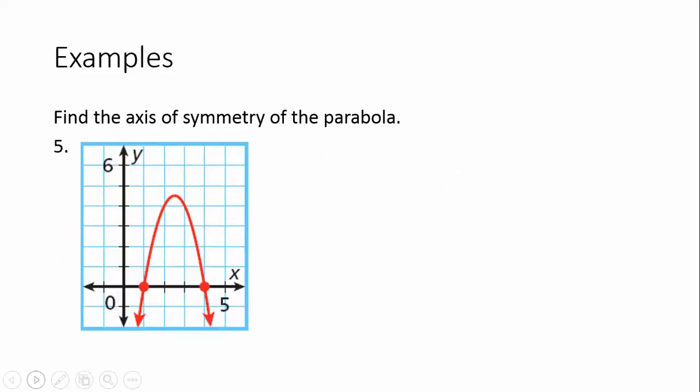Okay, let's try another one. Here we need to find the axis of symmetry of this parabola. So you can see the vertex here. It's not actually labeled or marked, but our axis of symmetry would be a line that extends through the vertex.